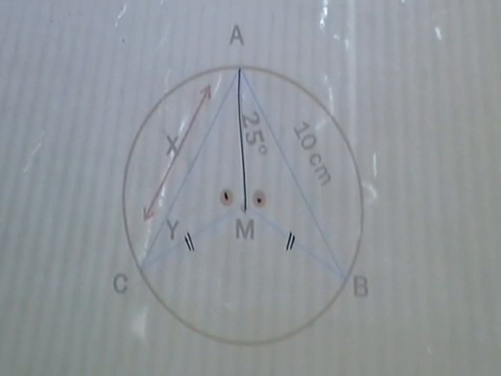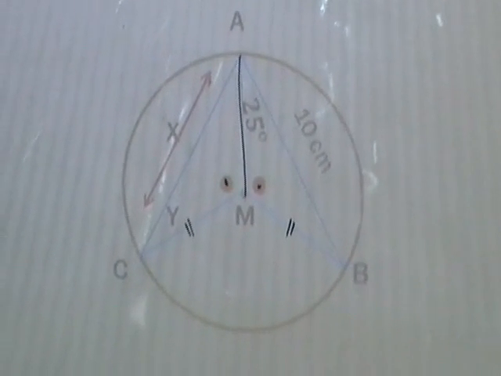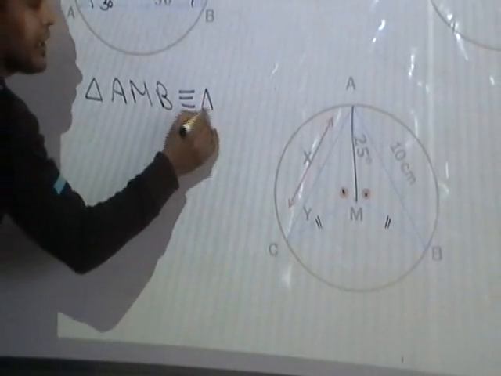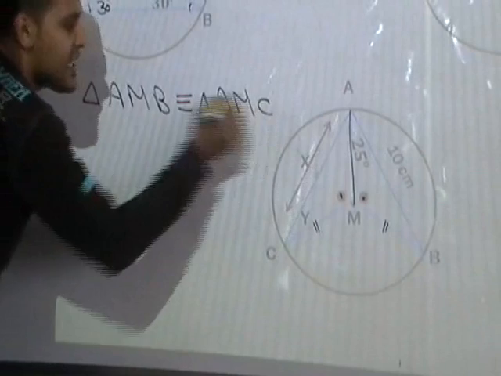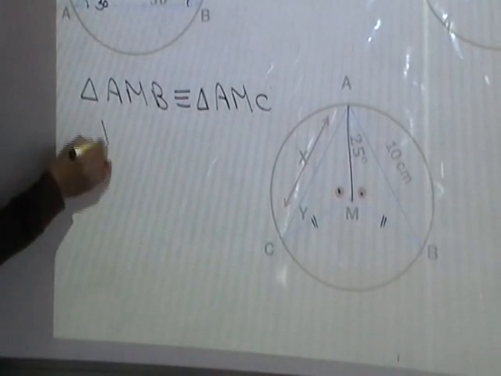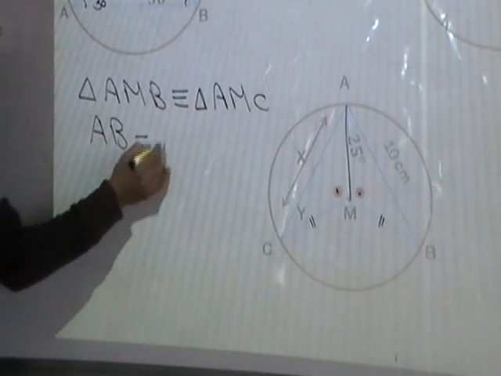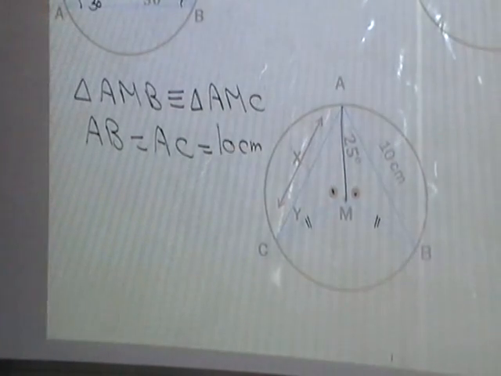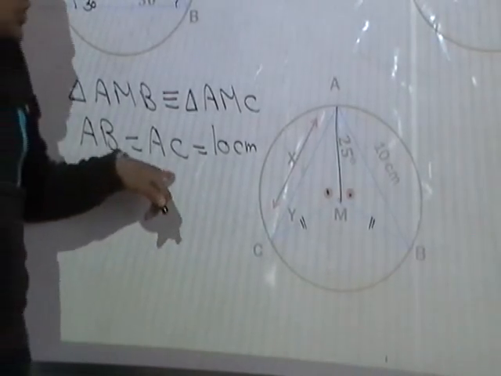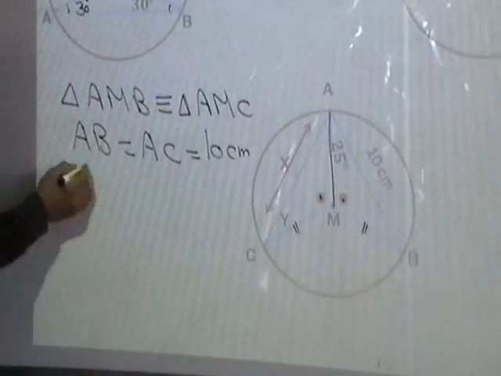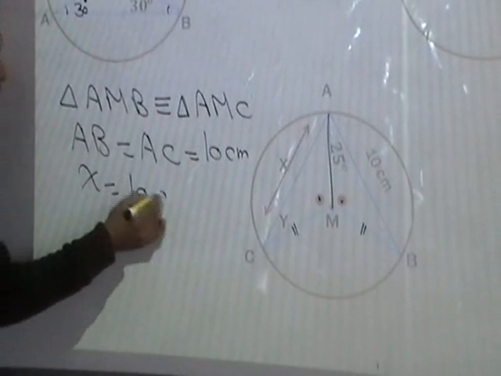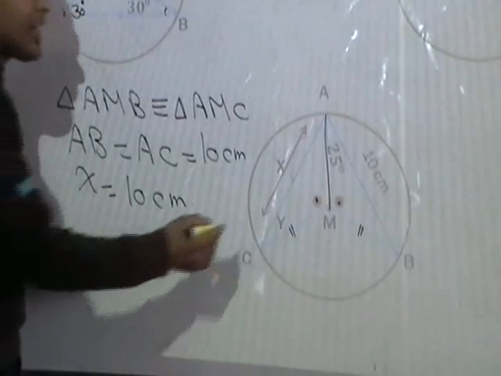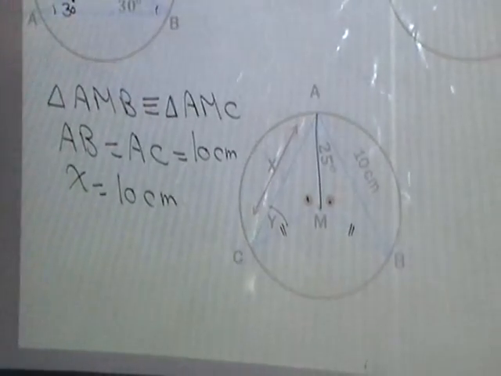What will you deduce from the congruency? I said that triangle AMB is congruent to triangle AMC. We will deduce that AB equals AC equals 10 centimeters. And this is the first deduction. So I have AC equals 10 centimeters. So we can see that x equals 10 centimeters. So this is the first reply. After that, I want to get the value of y.